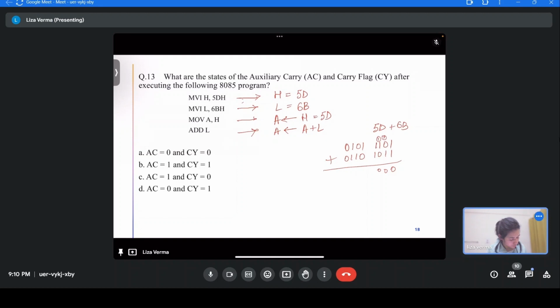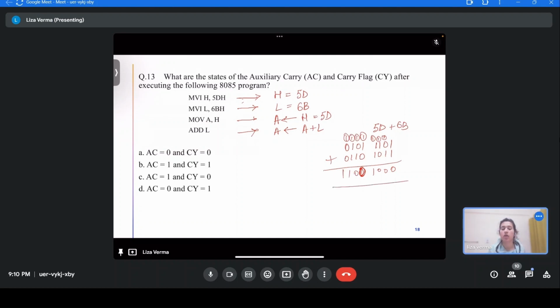So, one here, one here, one carry, one, 0, 0. Yeah, so this is the answer.